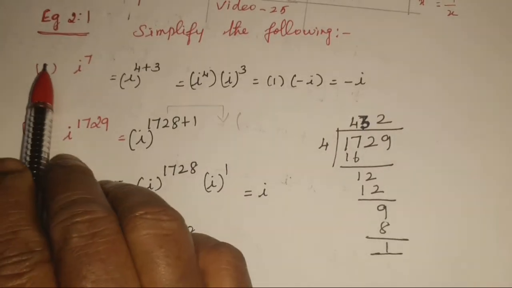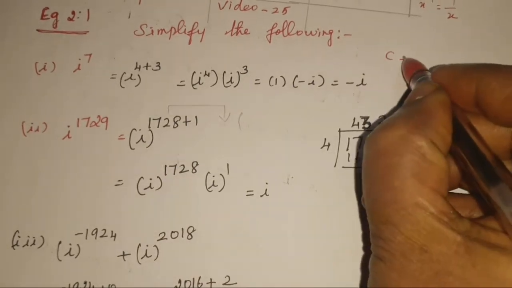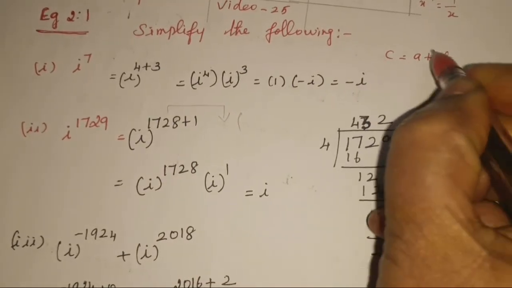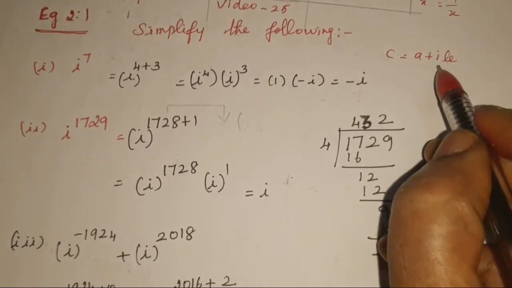I start the sums. See, what is a complex number? A complex number is of the form, already I told you, C equals a plus ib. a is the real part, b is the imaginary part. Imaginary part is nothing but the coefficient of i.